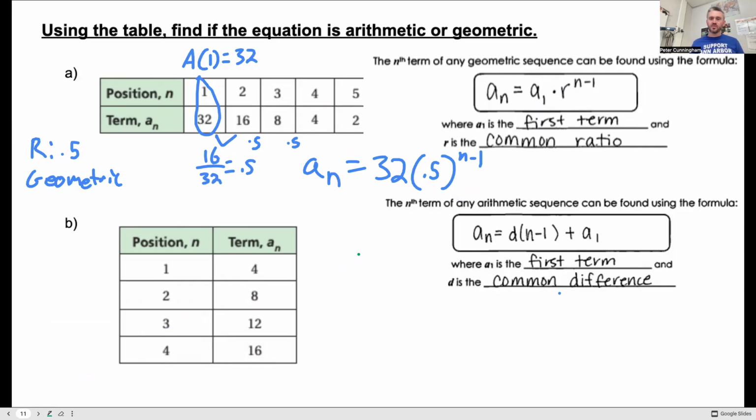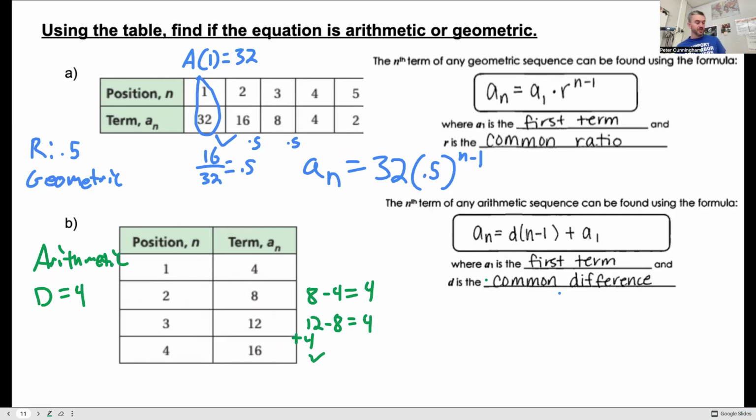All right, let's look at this next one where we're dealing with what's 8 minus 4 equals 4. 12 minus 8 also equals 4. If I add 4 to 12, do I get 16? Yes, I do. So this is arithmetic, and my difference here is equal to 4.